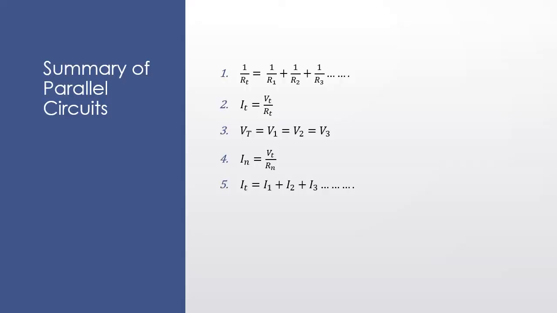So quick summary of parallel circuits. Here are our equations again. 1 over RT is 1 over R1 plus 1 over R2 plus 1 over R3. The IT is based off that. The total voltage is going to be the same as the voltage drop across each pathway. The current at an individual resistor, meaning 1, 2, 3, or 4, is going to be VT over R1, for instance. And the total current should add up to the sum of the individual currents.